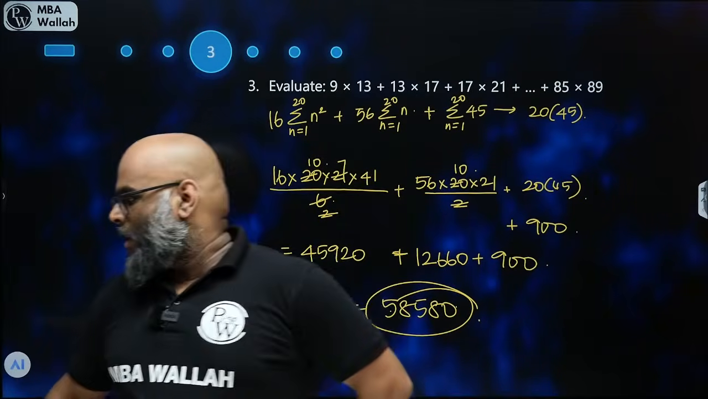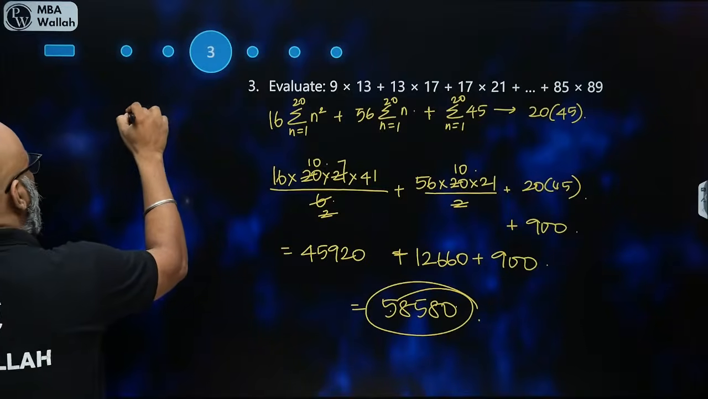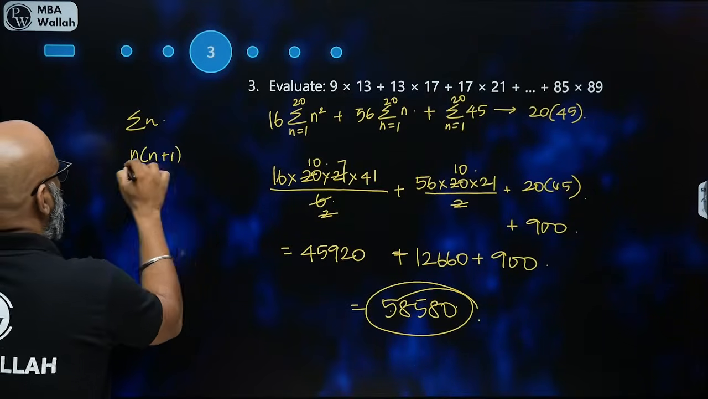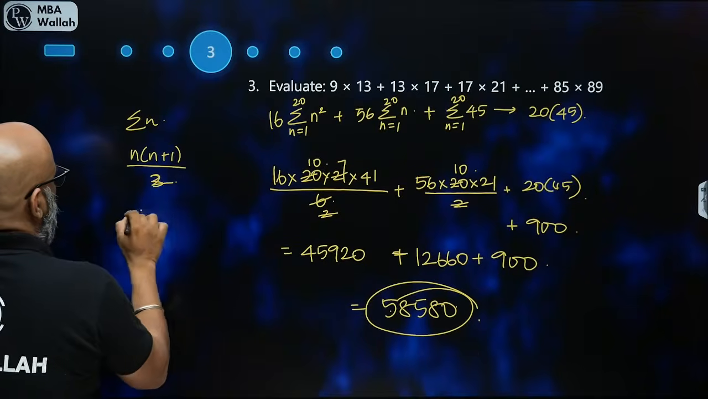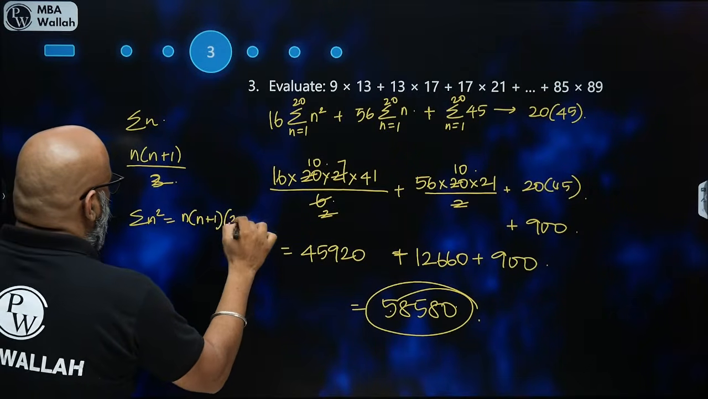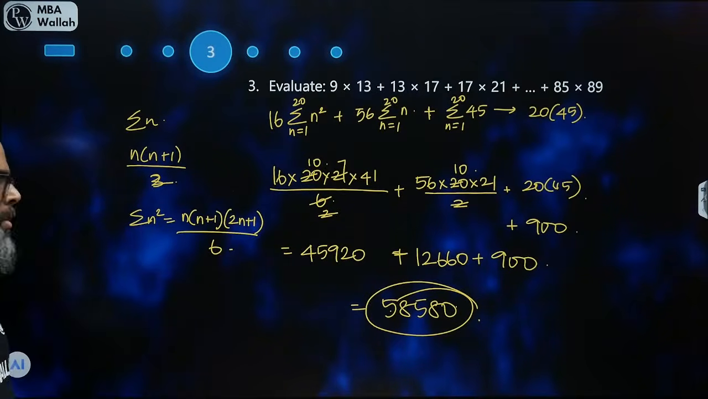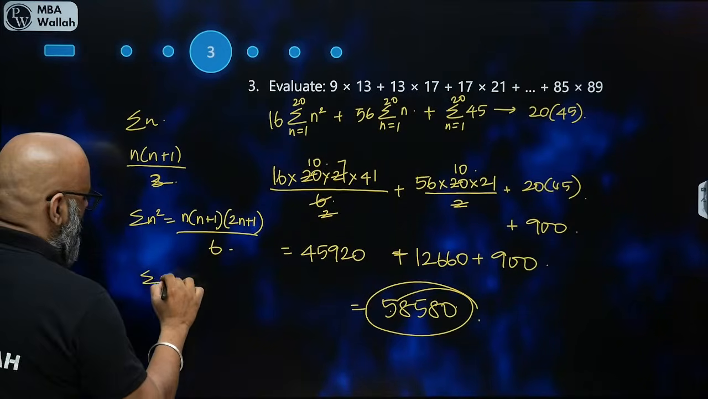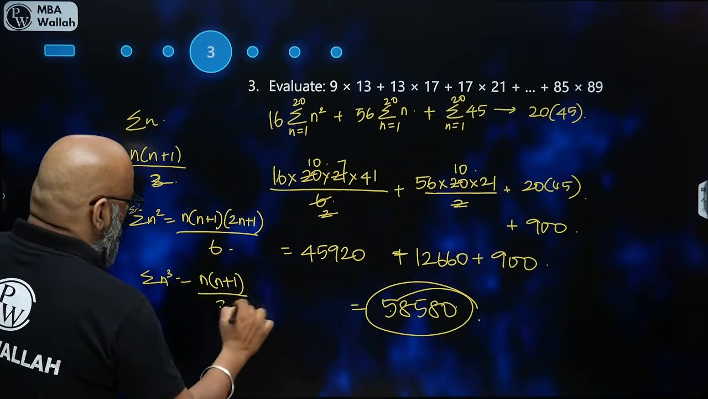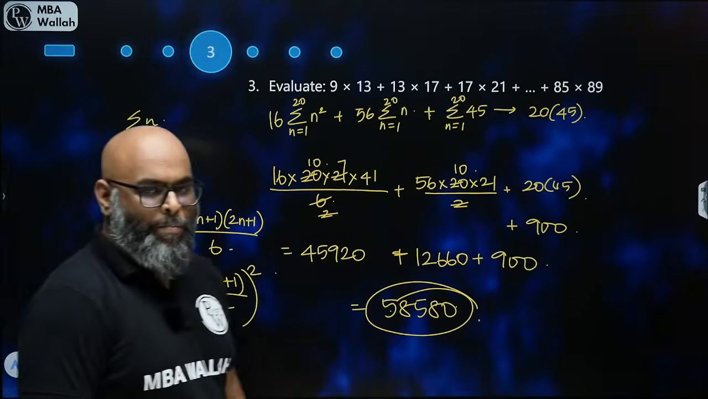So if I say summation of n, we say n into n plus 1 by 2. Summation of n square is n into n plus 1 into 2n plus 1 divided by 6. Summation of n cube is n into n plus 1 by 2, the whole square. These are three formulas that you need to know.